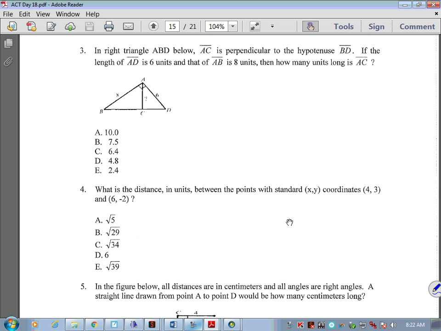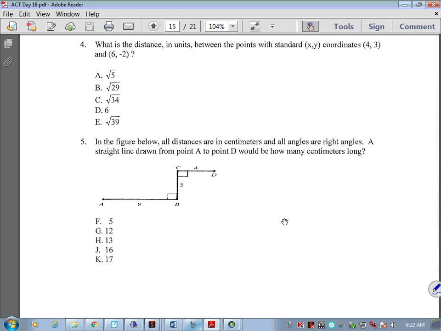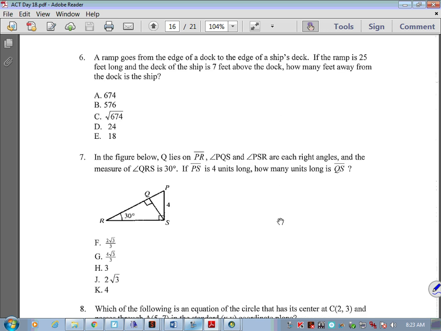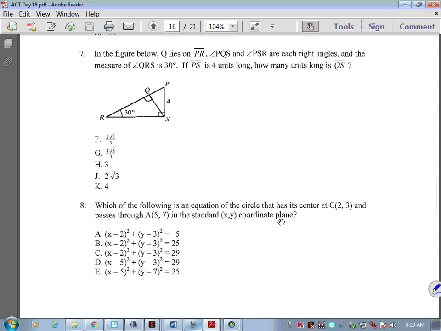Number 3 is D, 4.8. Number 4 is B, radical 29, or square root of 29. 5 is H, 13. Okay, 6 is D, 24. 7 is J, 2 radical 3.